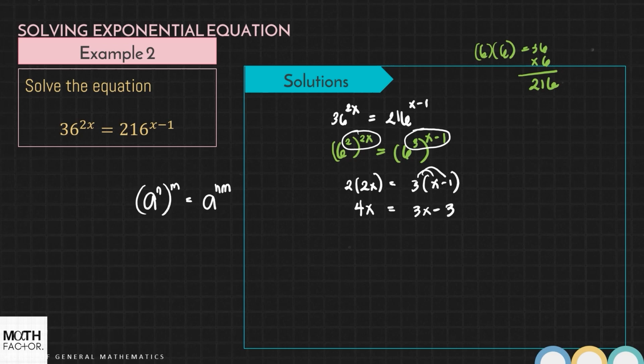Next, let us combine like terms. 4x minus 3x is equal to negative 3. 4x minus 3x is x, equal to negative 3. So, negative 3 is the value of x.